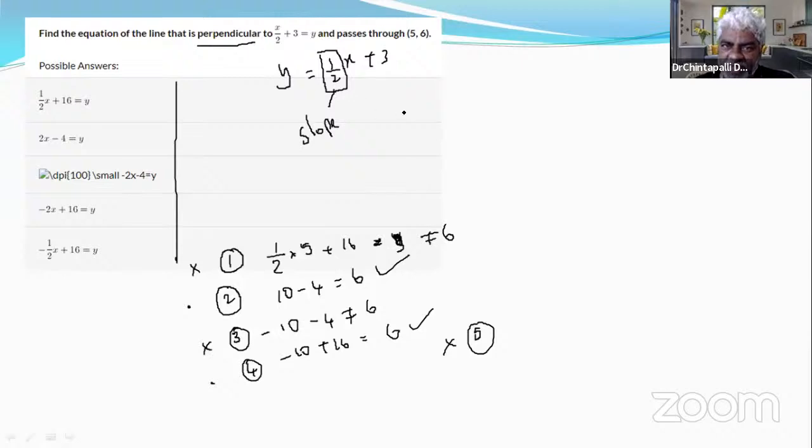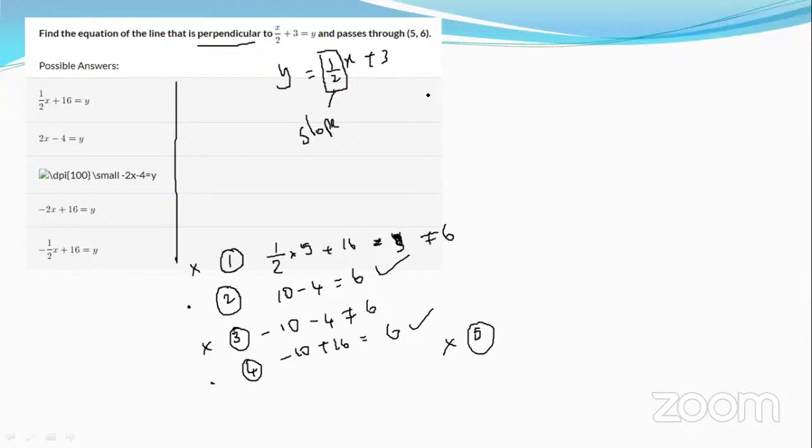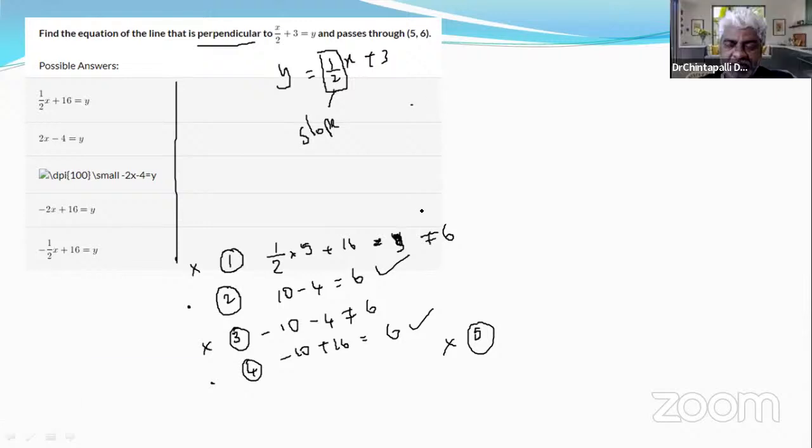Since the slope of the given line is 1 by 2, the slope of the required line should be its reciprocal and opposite sign. What is the reciprocal of 1 by 2? Negative 2. Yes, negative 2 should be its slope. Now we need to check only option 2 and option 4. We need not check all 4 options, because option 1 and option 3 have already been eliminated. Option 5 also, right? Yes.